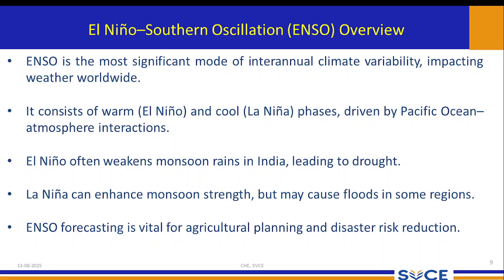ENSO is the most significant mode of interannual climate variability impacting weather worldwide. It consists of warm El Nino and cool La Nino phases driven by specific ocean-atmosphere interactions. El Nino often weakens the monsoon rains in India, leading to drought. La Nino can enhance the monsoon strength but may cause floods in some regions. ENSO forecasting is vital for agriculture planning and disaster risk reduction.